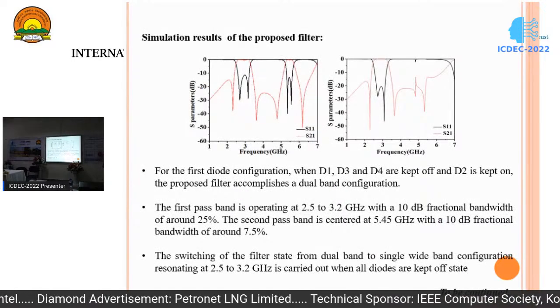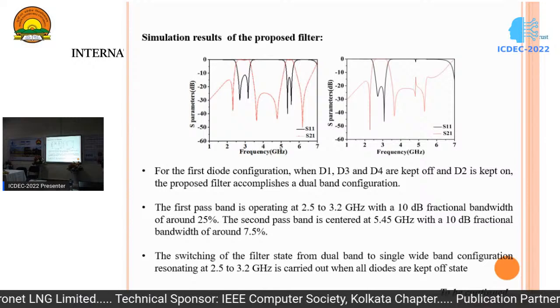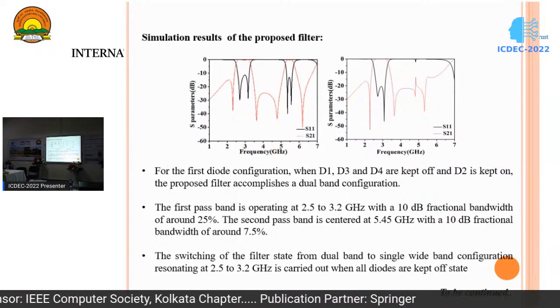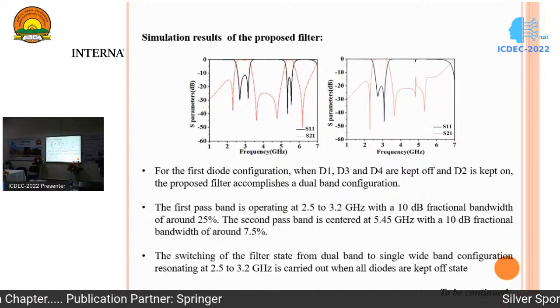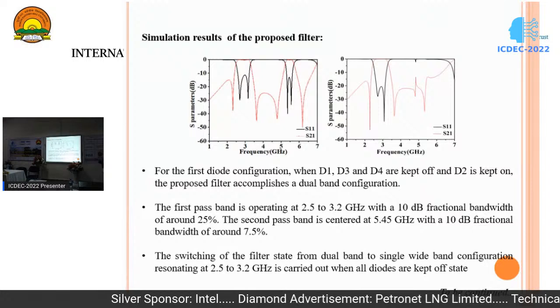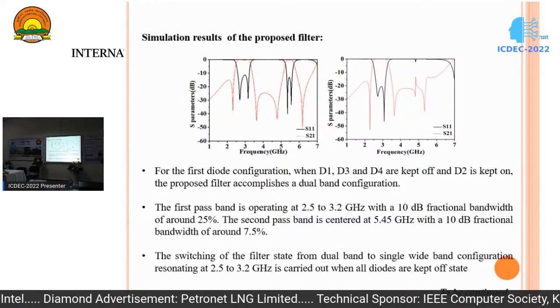So these are the simulation results of the proposed filter. For the first configuration, you can see the structure is a square orbital configuration. You can see the selectivity is quite satisfactory. For the first passband, the fractional bandwidth is coming around 25%, and for the second upper passband, the fractional bandwidth is around 7.5%.